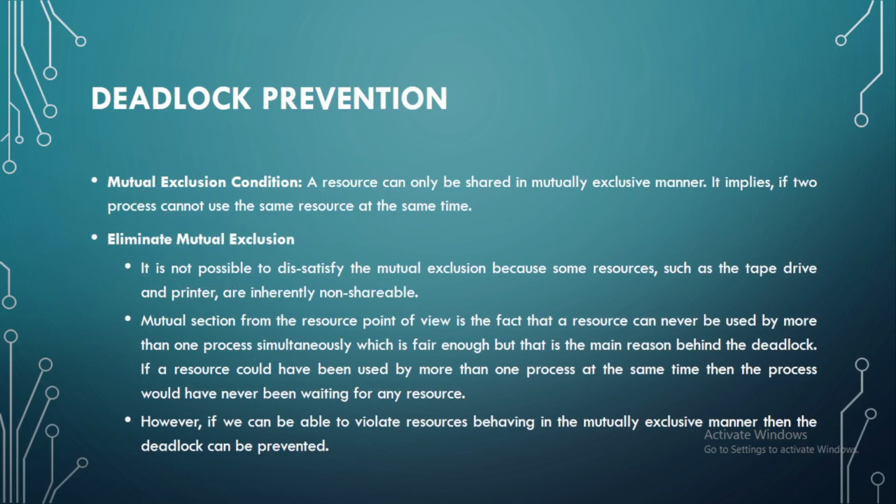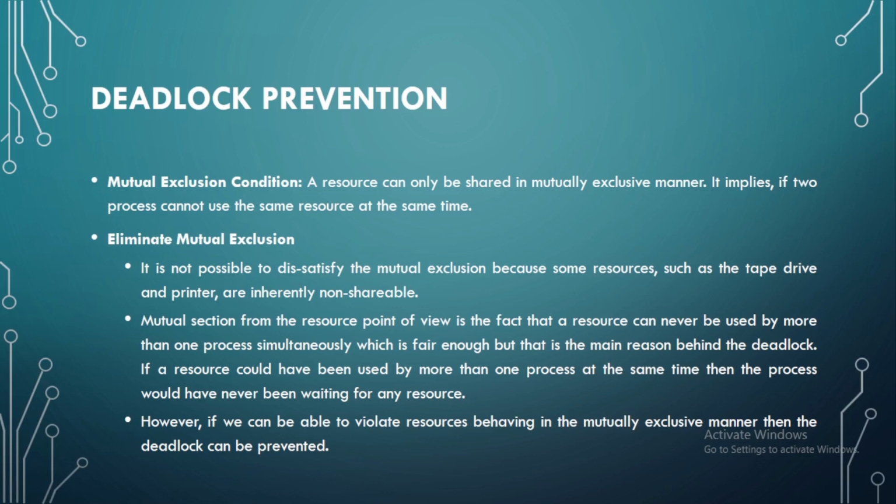A resource can only be shared in a mutually exclusive manner, meaning a resource can be used by only one process at a time. Eliminating mutual exclusion is the solution for the mutual exclusion condition. It is not possible to dissatisfy mutual exclusion because some resources such as the tape drive and printer are inherently non-shareable. Mutual exclusion from the resource point of view is the fact that a resource can never be used by more than one process simultaneously, which is fair enough, but that is the main reason behind the deadlock.